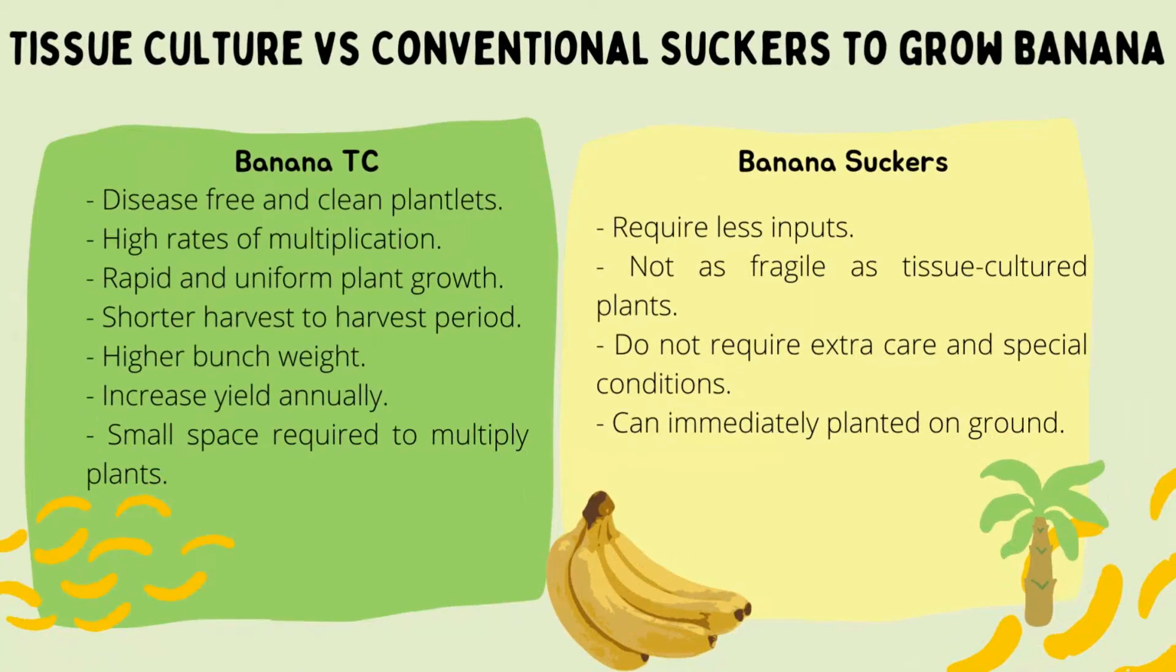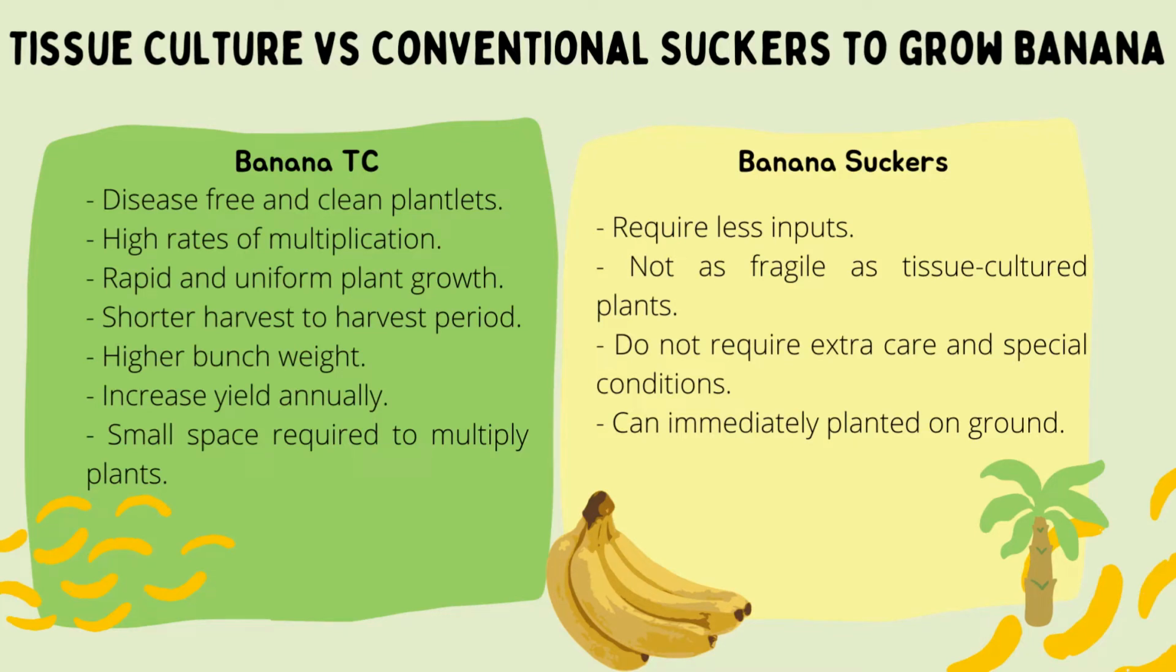Next, we are going to compare the tissue culture method versus the conventional sucker method to grow banana. Banana tissue culture method will produce disease-free and clean plantlets, and it also has high rates of multiplication. It has rapid and uniform plant growth and a shorter harvest-to-harvest period. It will produce bananas of higher bunch weight, and the yield production will increase annually. Other than that, it also only requires small space to multiply the plant.